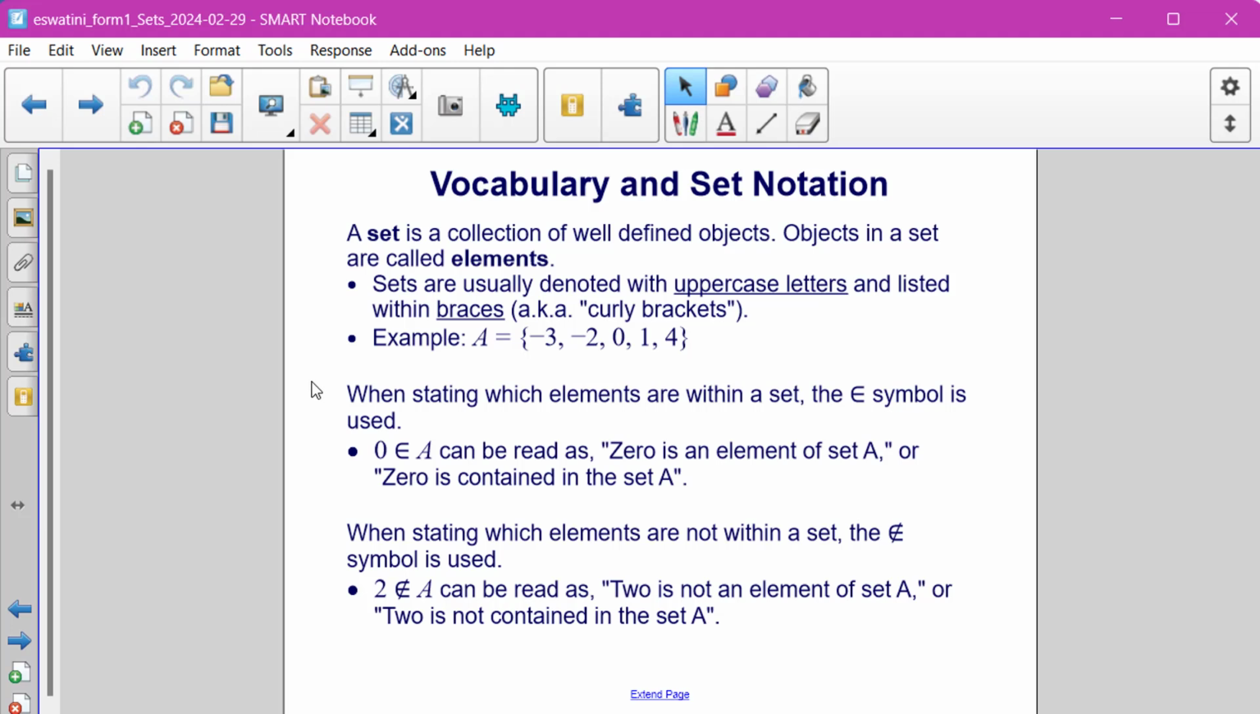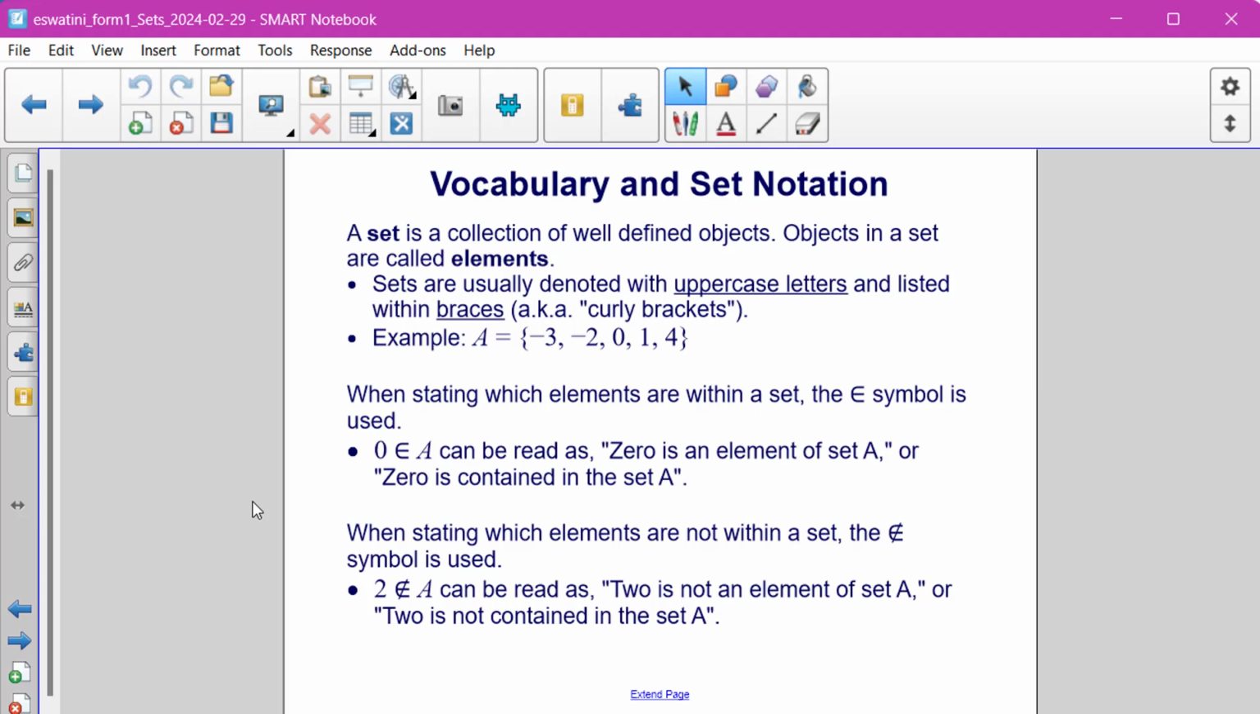When stating which elements are within a set, the Greek letter epsilon is used. So this 0 and then epsilon A is read as 0 is an element of set A, or 0 is contained in the set A.